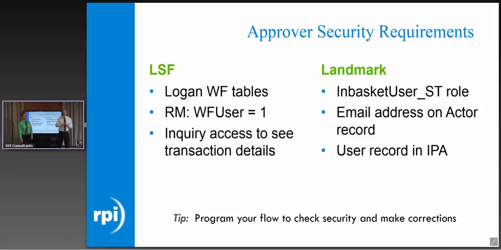You're going to want to make sure that all of your actor records are populated with email addresses because that is how IPA knows who to send those approver emails to. And finally, you need a user record over in IPA. So IPA has product lines. That's different from process flow. In the actual product line that corresponds to your Lawson product line, there's a screen there, the table's PFI profile. You need a record in there.